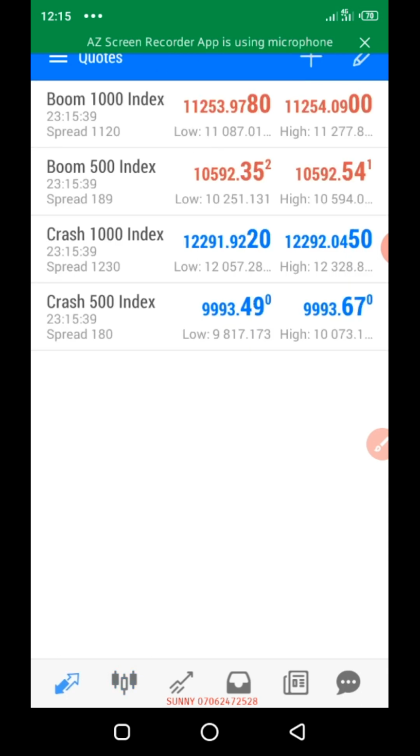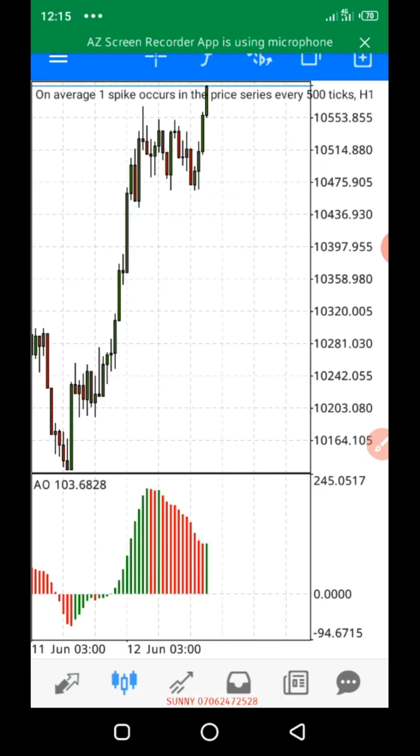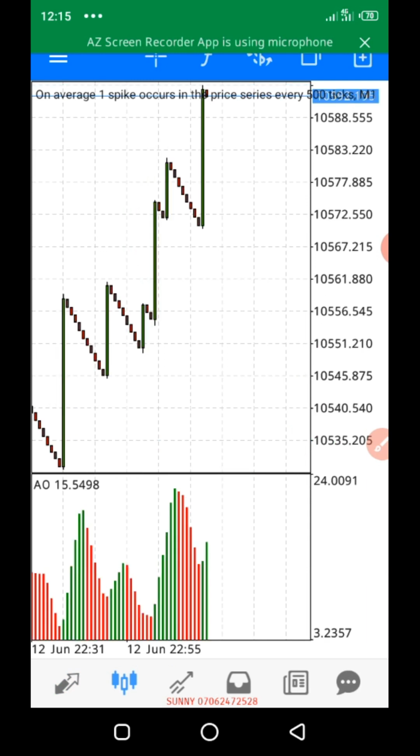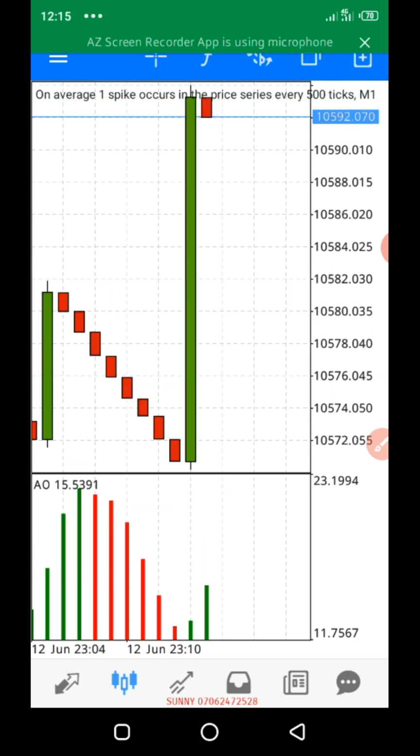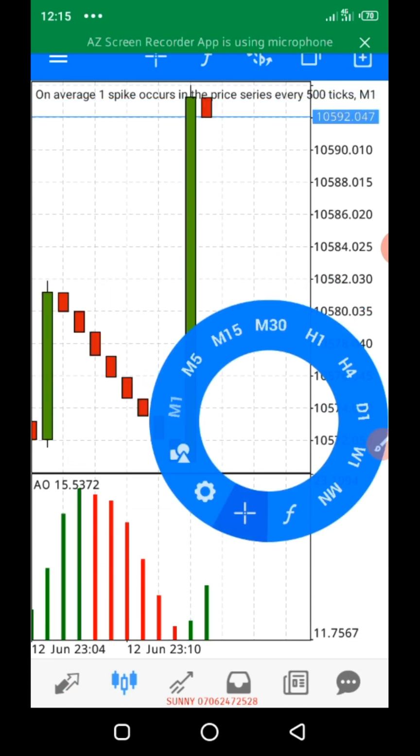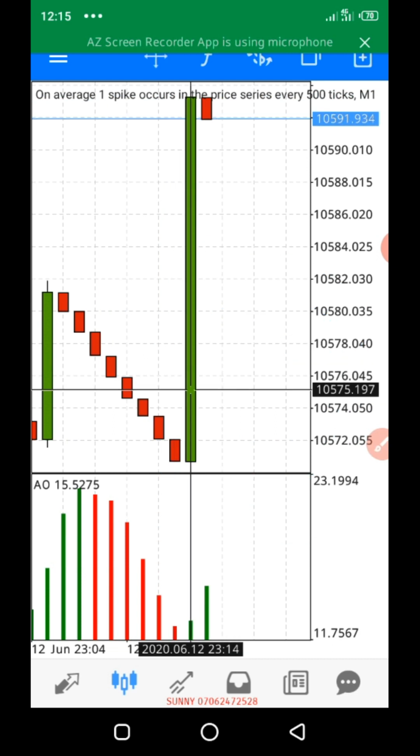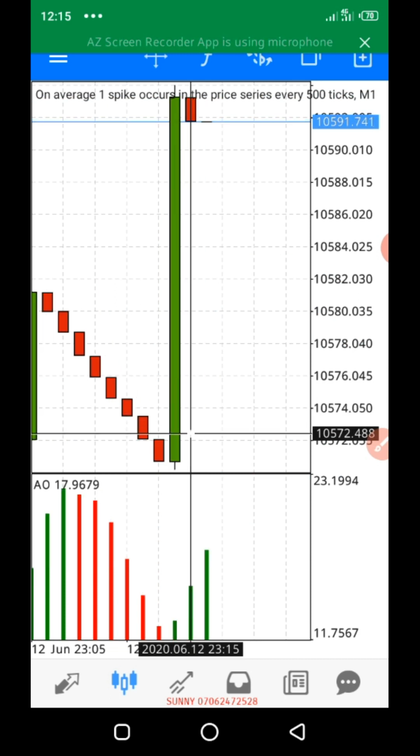Let me go back to that Boom 500. Now let me go to M1, which is the 1 minute chart. Now check, for every spike you see a green. Look at the green. For every spike you see a green. Then afterward you see what? A red. Sorry, you continue seeing green.